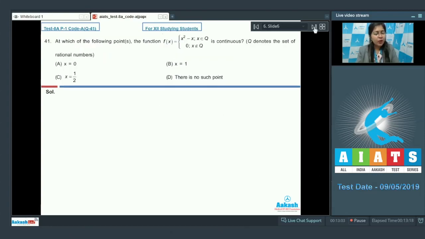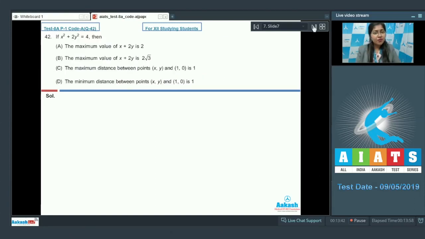Next is question number 41, which says: at which of the following points is the function f(x) equal to x square minus x when x is a rational number, and 0 when x is not a rational number, continuous? Very simple, it will be continuous only when both the terms are equal, that is x square minus x is equal to 0, which means x equal to 0 or x equal to 1. So from the given options, option number A and B are the answers. Other than these points, there will be no such point where the function is continuous.